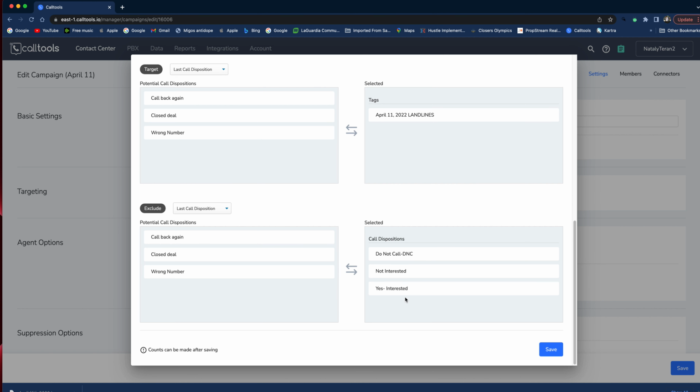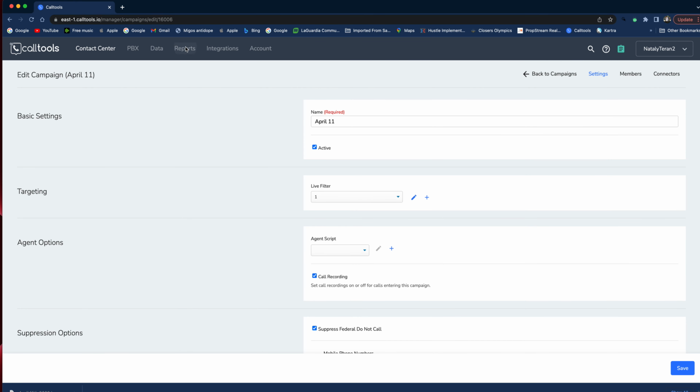I want someone from our acquisitions team to reach out. So if we mark them as interested, I don't want to keep calling them again and asking them, hey, do you want to sell your house? Like, yes, they already said they want to sell it. Now we got to move them up to the next level. So this is why I put them there. You're going to save that.